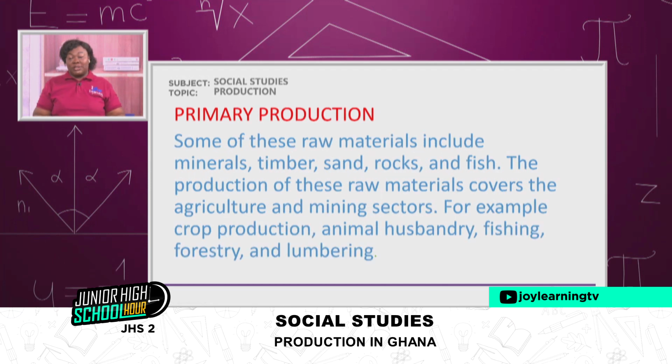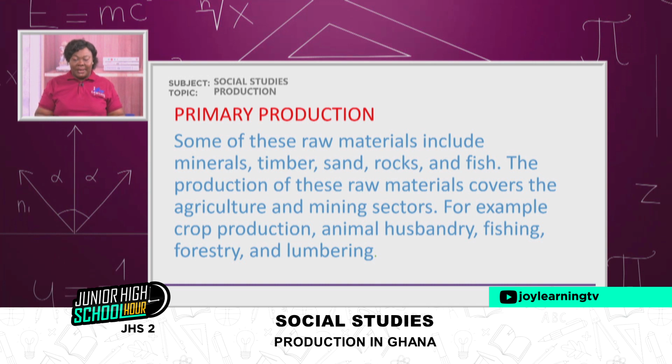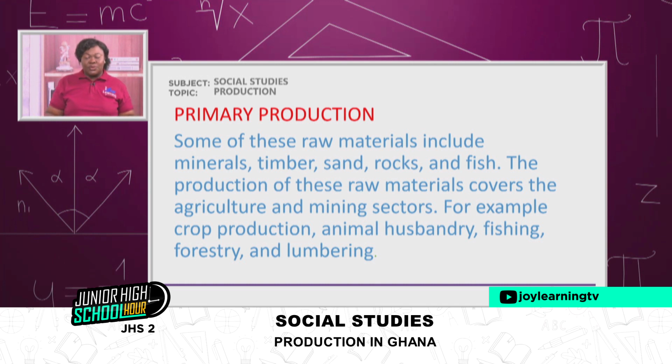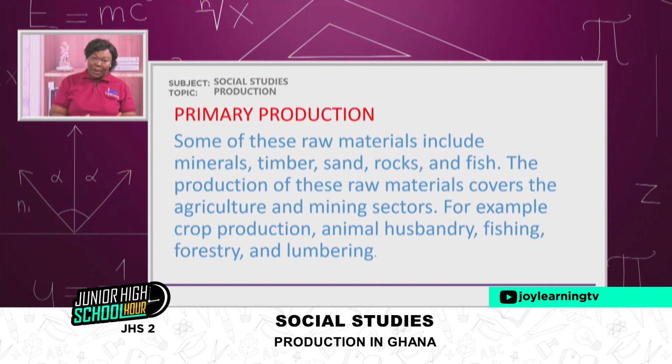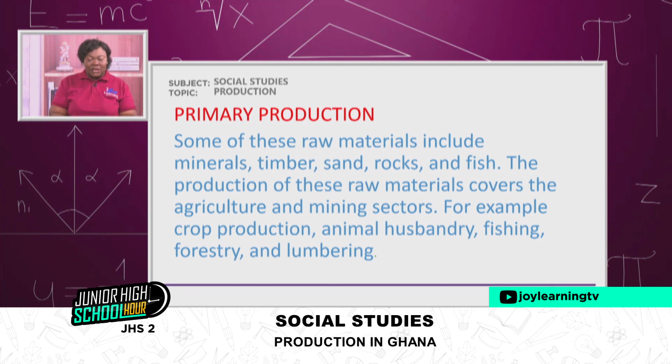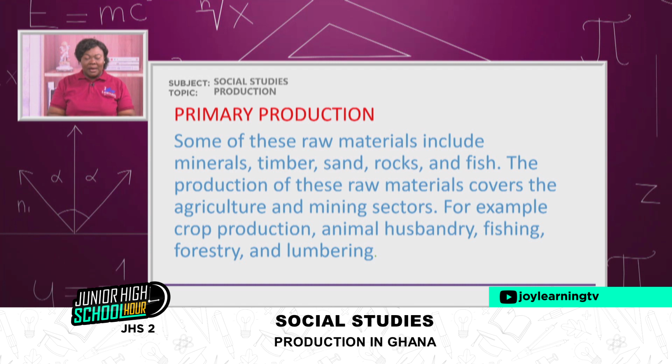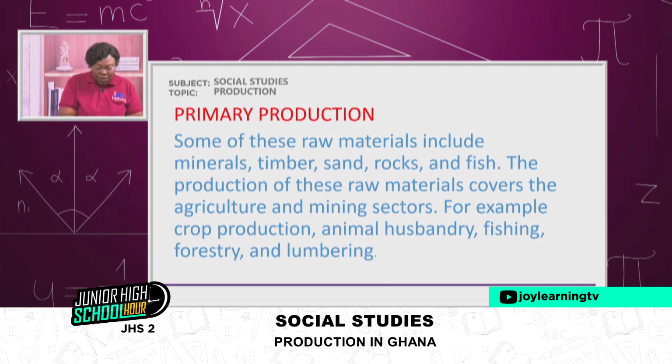I'm sure you are jotting down the points as I explain. Some of these raw materials include mineral, timber, sand, rocks, and fish. When we say fish, we get them from the sea or lagoons or rivers. The production of these raw materials cover the agriculture and mining sectors. For example, crop production, animal husbandry, fishing, forestry, and lumbering are all part of what?